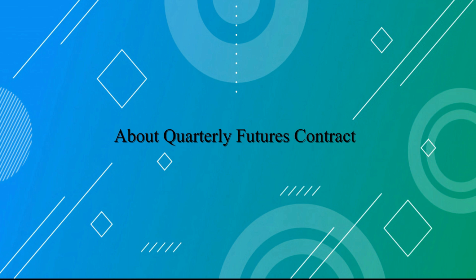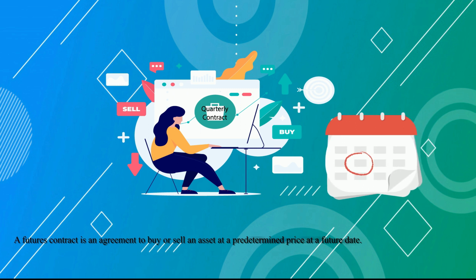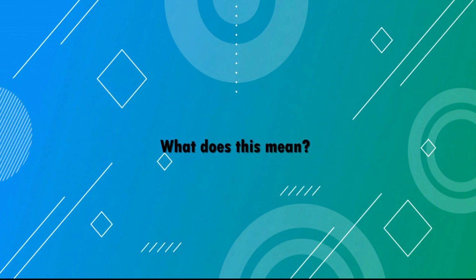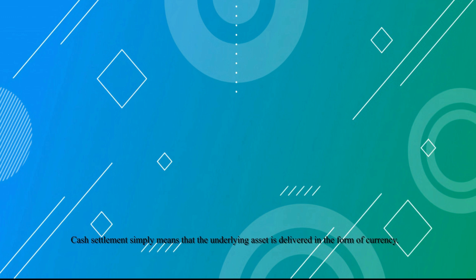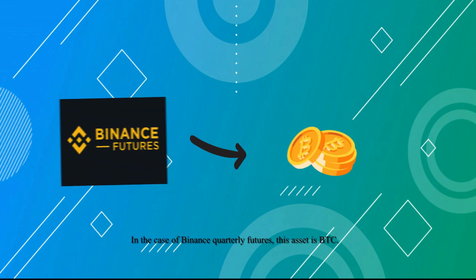About Quarterly Futures Contract. What are Quarterly Futures Contracts? A futures contract is an agreement to buy or sell an asset at a predetermined price at a future date. This date is called the expiry. Binance Quarterly Futures are settled in cash. What does this mean? Cash settlement simply means that the underlying asset is delivered in the form of currency. In the case of Binance Quarterly Futures, this asset is BTC.